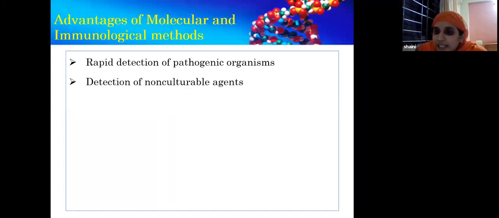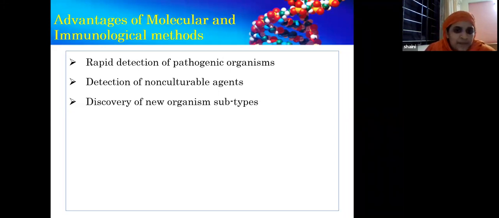Now, detection of non-culturable agents. There are many. One is the whole group of viruses. Second is bacteria, some of which are not culturable on regular culture media. Such bacteria and viruses can be diagnosed using their antigen-antibody reactions, or based on their DNA or RNA sequences.